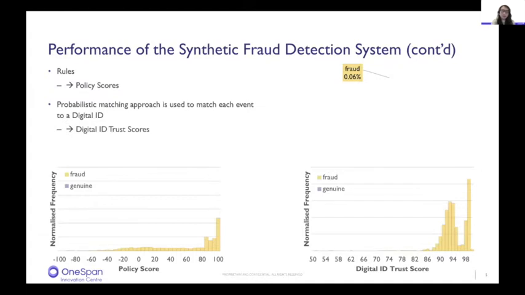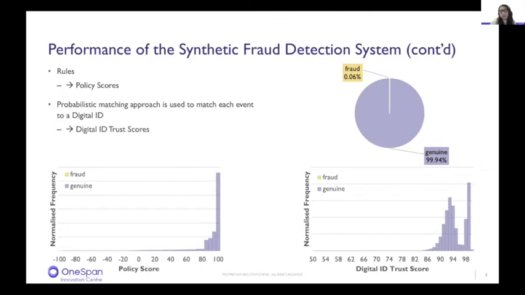For the fraudulent transactions, which again is 0.06% of the population, you can see the normalized histogram distribution is like this, and this is the genuine data points' normalized histogram, and here is the overlap histogram. As you can see, the fraudulent transactions perform fairly well in the digital ID trust score. Some of them are very good. While the policy score looks more effective, and many fraudulent transactions have a lower policy score.